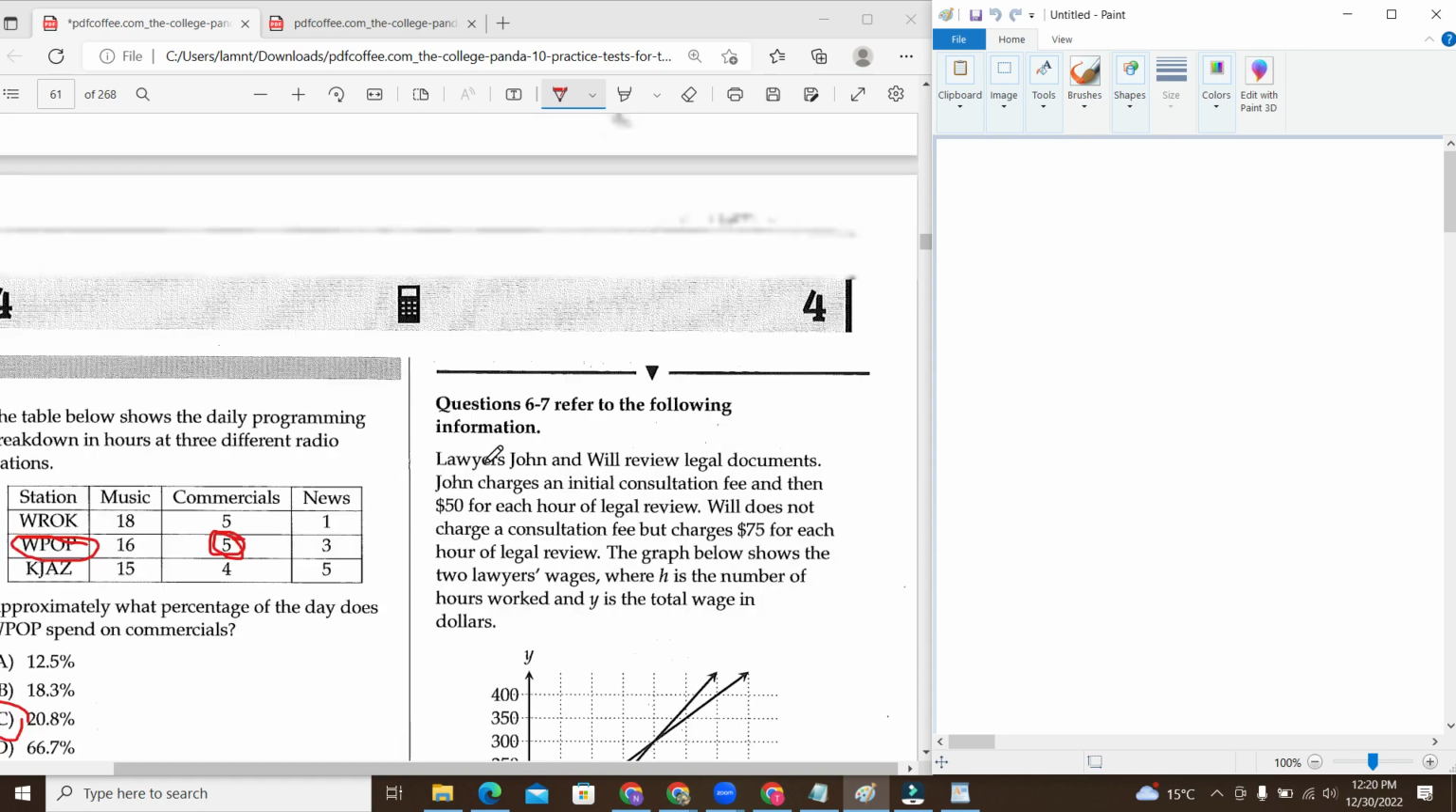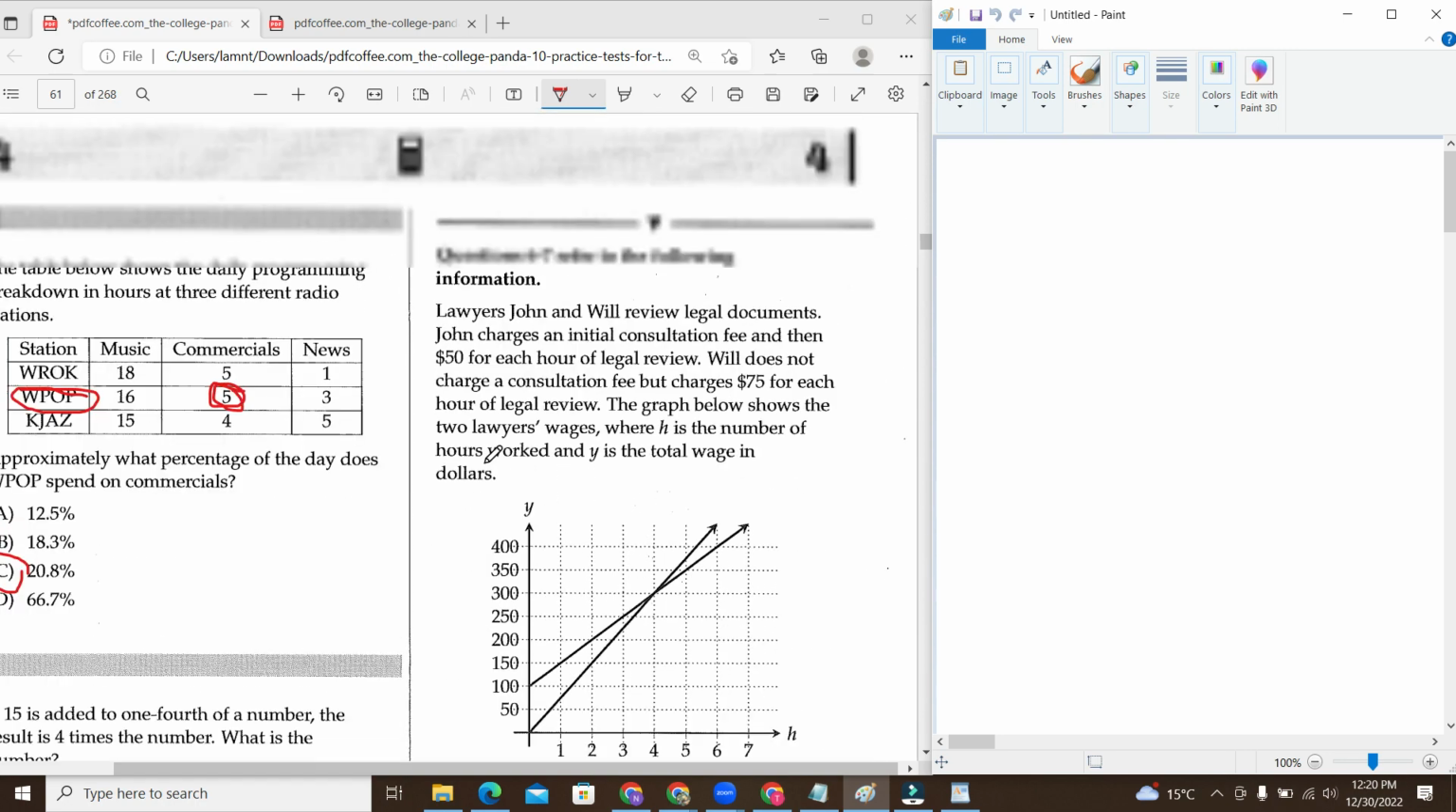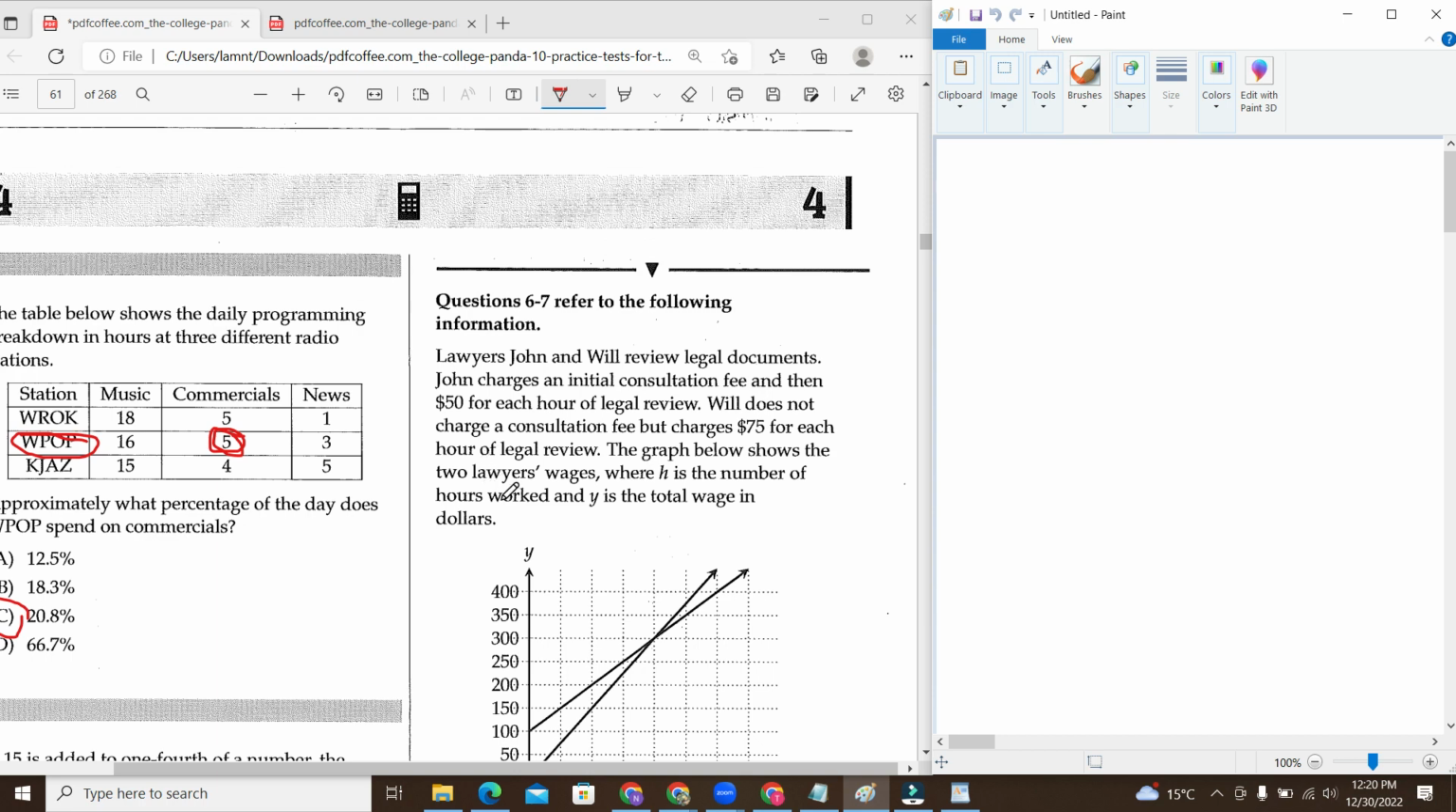Today we're gonna try to finish section 4, question 6 and 7. Let's go. Questions 6 and 7 refer to the following information. Lawyer John will review legal documents.